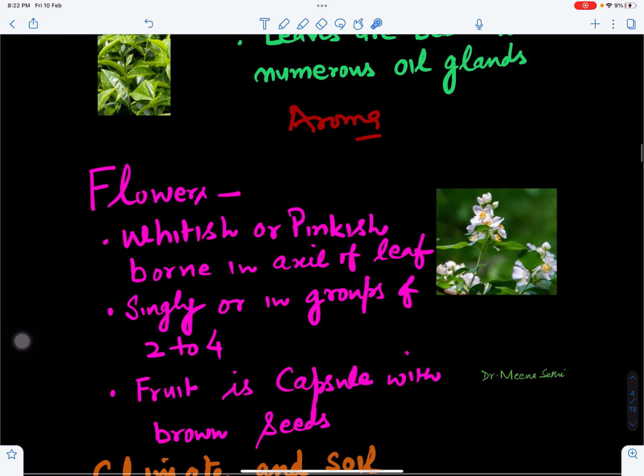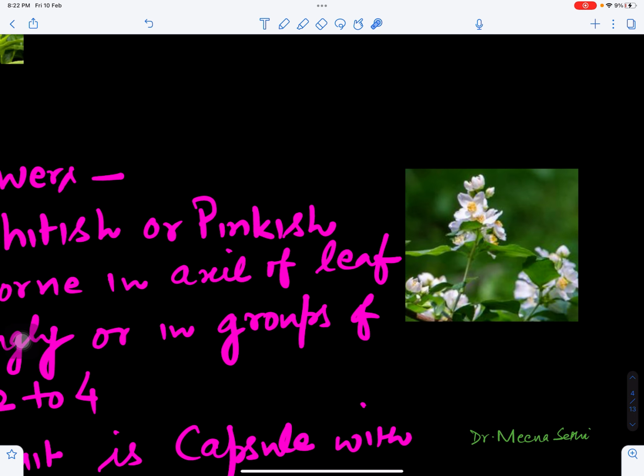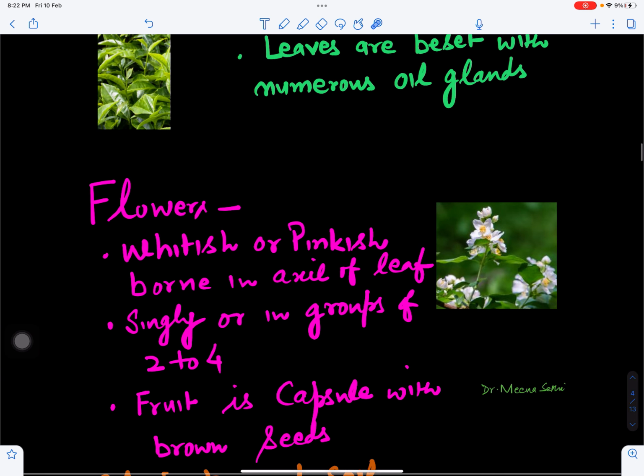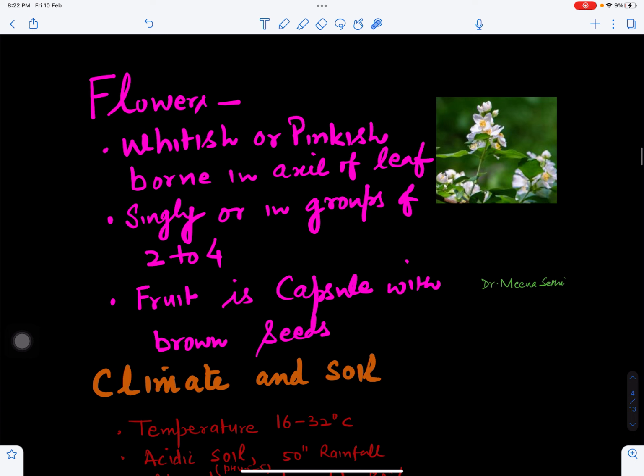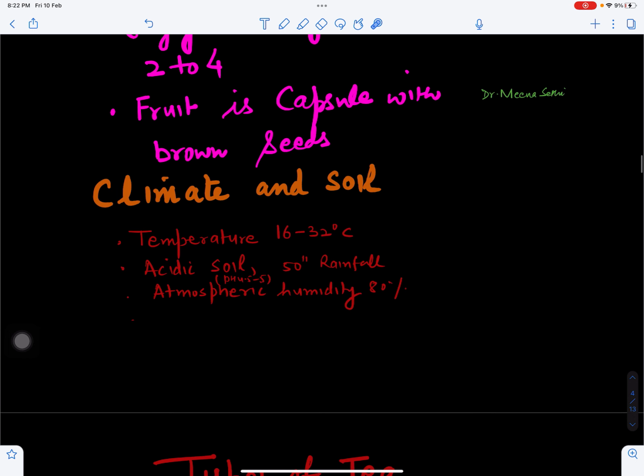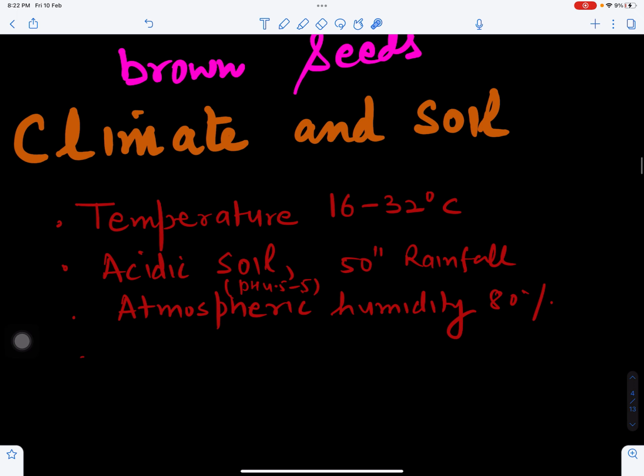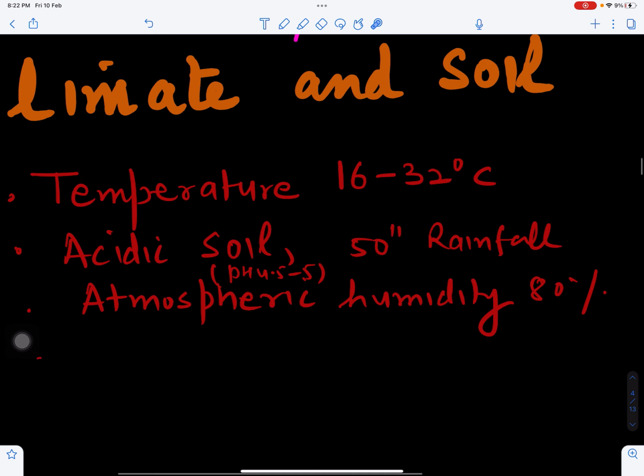Now if we see its flowers, they are whitish or pinkish in color. They are borne in the axil of the leaf. They may be present single or in a group of 2 to 4. The fruit category is capsule having brown seeds. If you see about its cultivation, the temperature requirement is about 16 to 32 degrees centigrade. This usually grows on acidic soil with pH 4.5 to 5, and 50-inch rainfall is required. Humidity requirement is 80%.